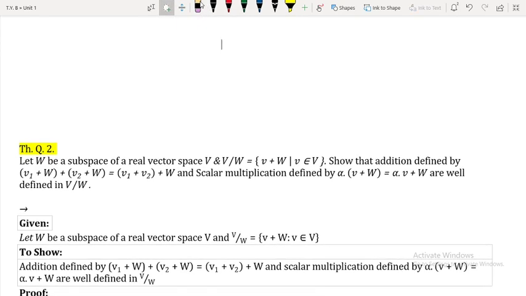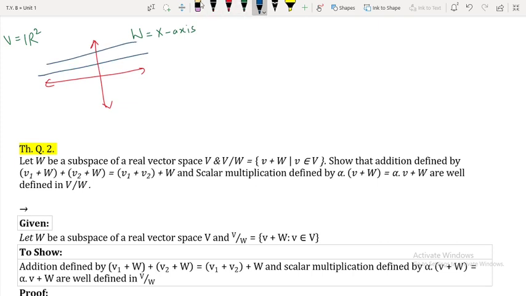One of the examples was where the vector space V is R2 and W, the subspace, is the x-axis. Then what are your cosets? Your cosets are nothing but lines parallel to the x-axis.